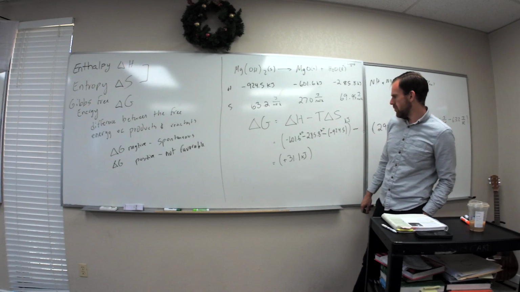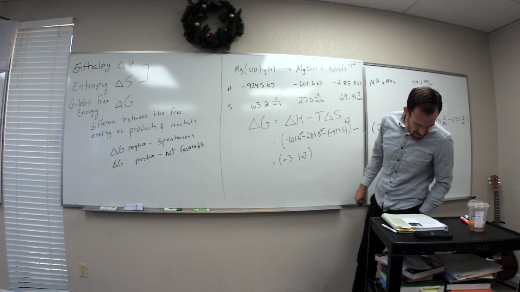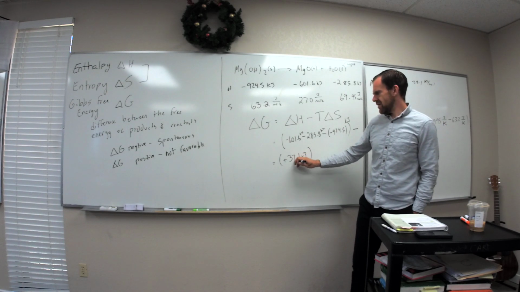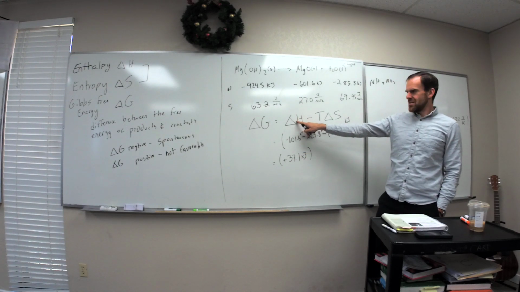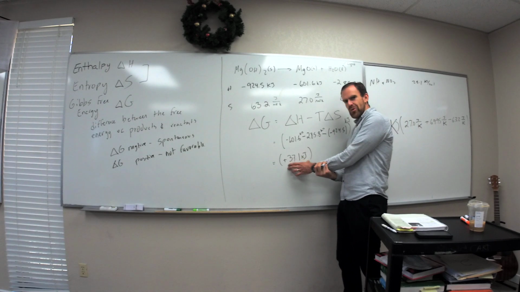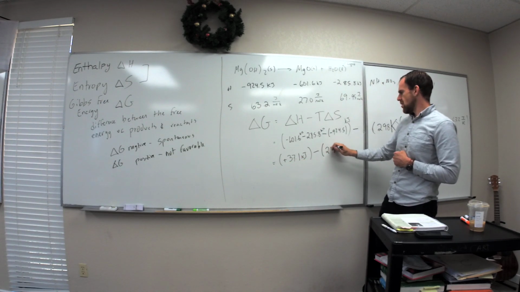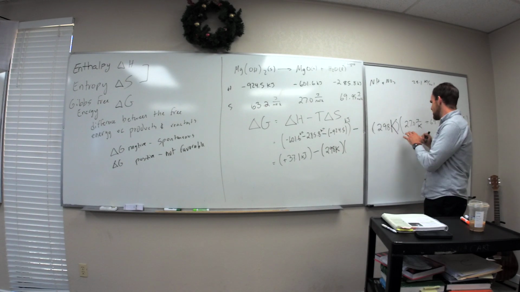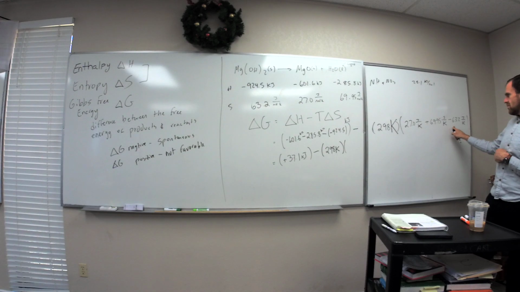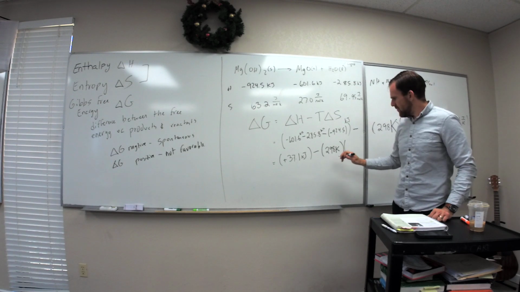I think that's wrong. The first half is 37.30. Oh, yeah. Okay, so delta H is 37.1 kilojoules. Then we subtract the temperature times this number, which should be what? 33.75.